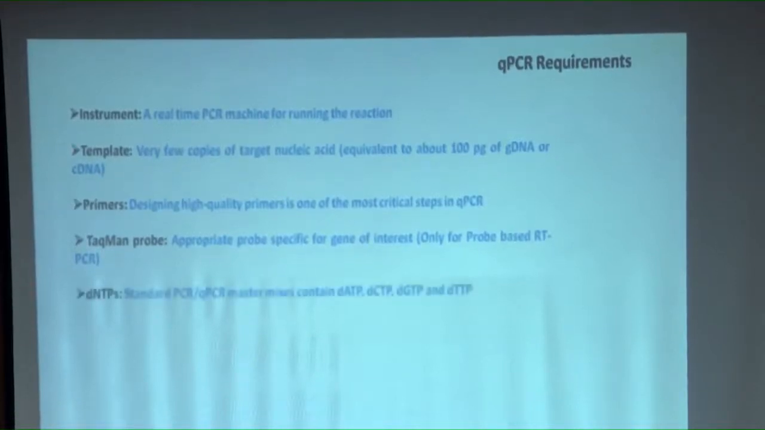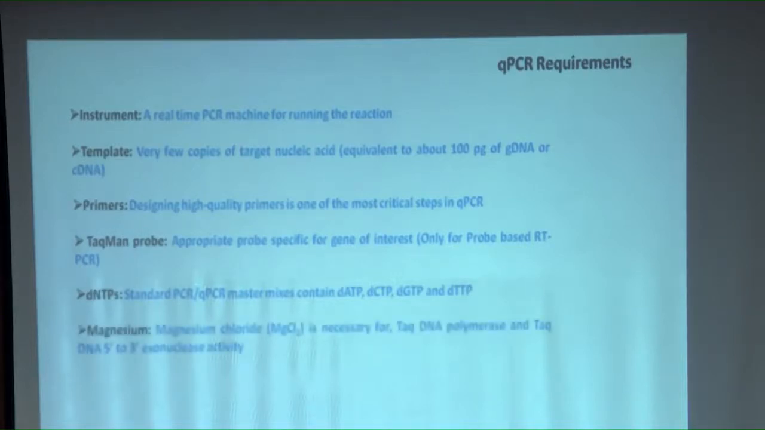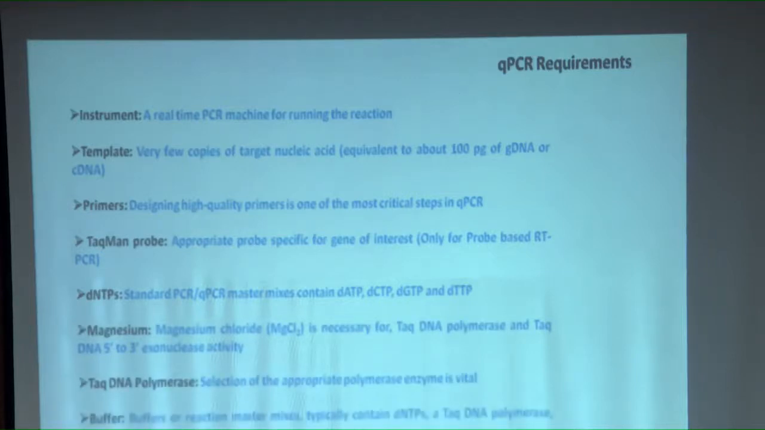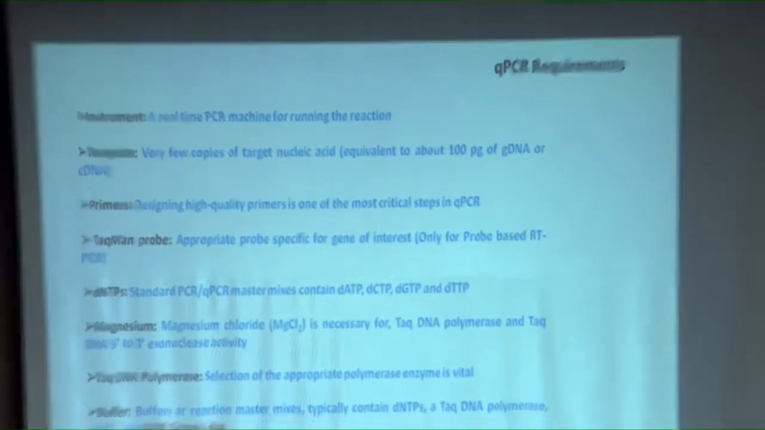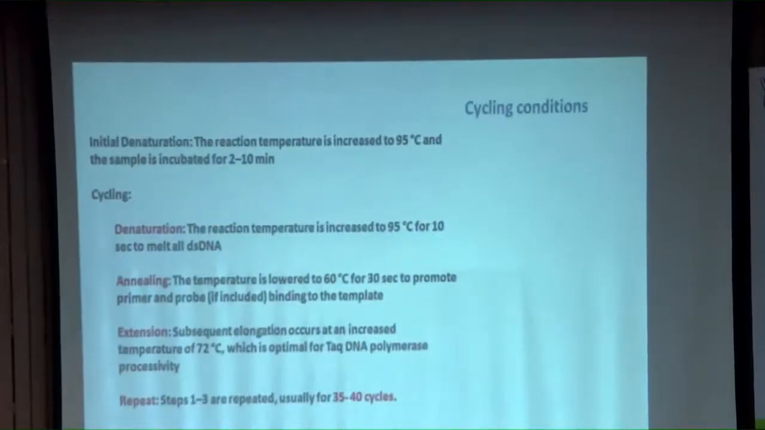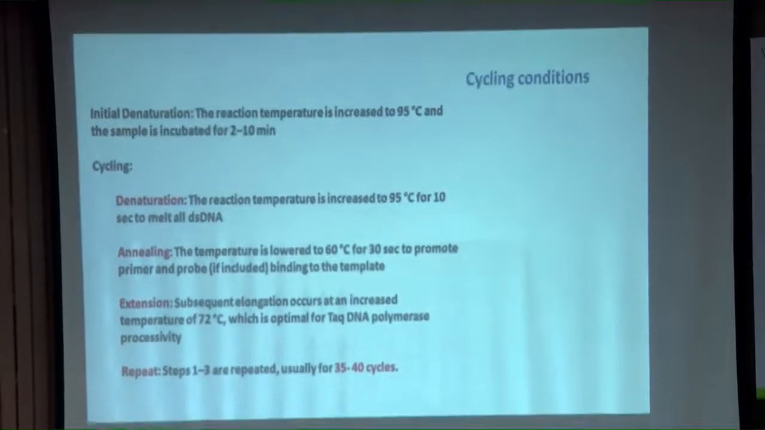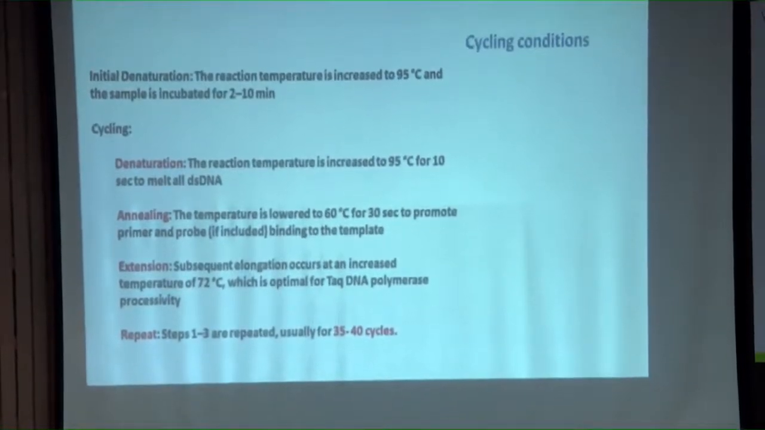That is possible. And dNTPs, of course, are again available commercially, and you have other ingredients like magnesium chloride, Taq DNA polymerase, and of course buffer systems, and everything is commercially available except perhaps the template and also the primers and probes. That is in your hand. Rest all commercially available. And cycling condition is nothing but the same PCR conditions. There is no big difference.